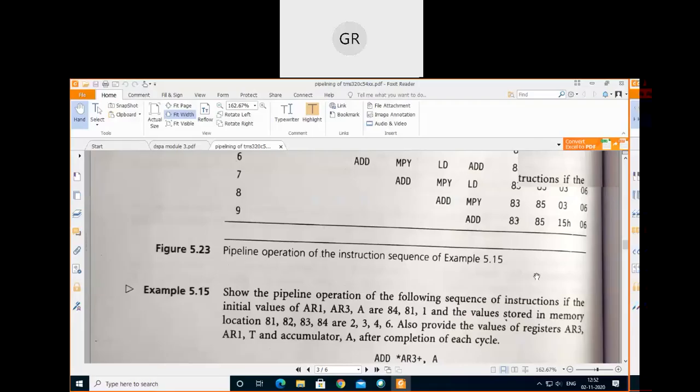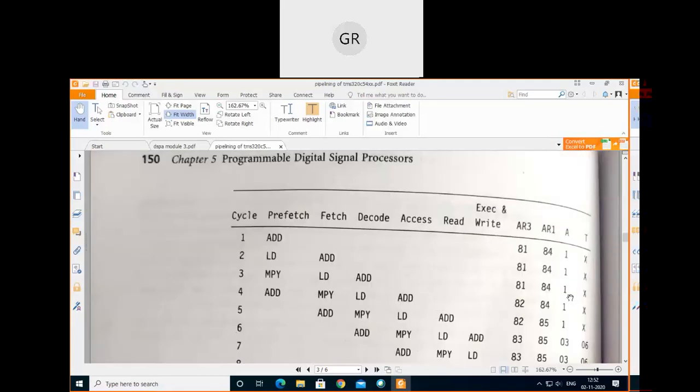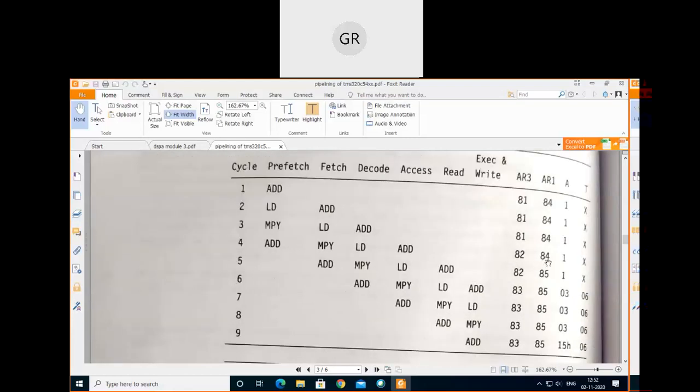Then LD will be accessed. The address of the LD is stored in prefetch, that means it's in the program bus. Then ADD goes to fetch, that means this ADD is stored in the instruction register. Okay, the same data will continue here: MPY, LD, ADD, 81, 84, 1. During the access process it will happen. Here ADD, MPY, LD, ADD.